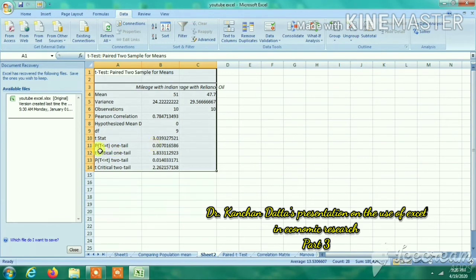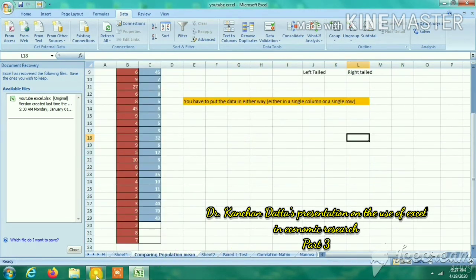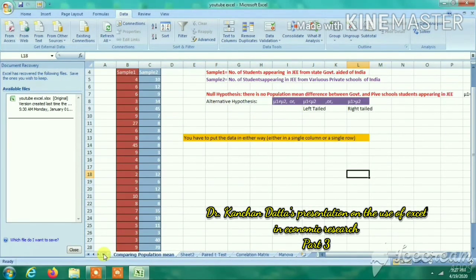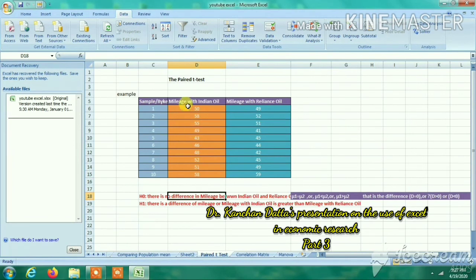Now this shows that the t test is significant, the t value is significant, the one tail t test is significant. It implies, since this is positive, that mu1 is greater than mu2. Mu1 means the population mean of the first category, and the first category is Indian oil. The first sample is mileage with Indian oil. So mu1 greater than mu2 implies that in case of one tail the t value will lie to the right of the origin, and that means the Indian oil mileage is greater than the mileage with Reliance oil. The t statistic is 3.03.